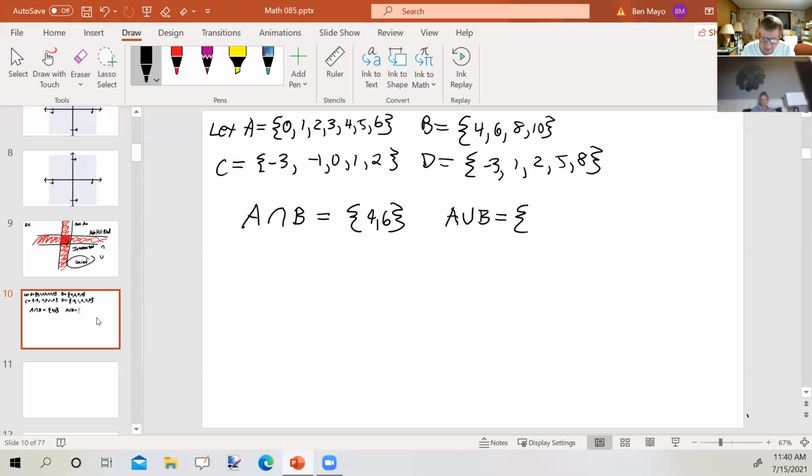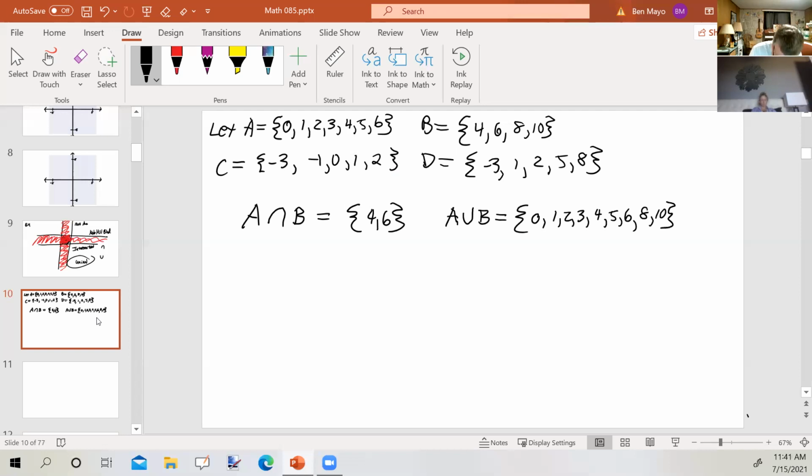All right, let's take a look at the union of A and B. So that's everything in A along with everything in B, and I'm going to list them in numerical order. So let's see, I've got 0, 1, 2, 3, 4. 4 is in both of them, but I only have to list it once. 5, 6 is in both of them. I only have to list it once. Oh, and then 8 and 10. So there is the union of A and B. Everything in A along with everything in B. Okay?